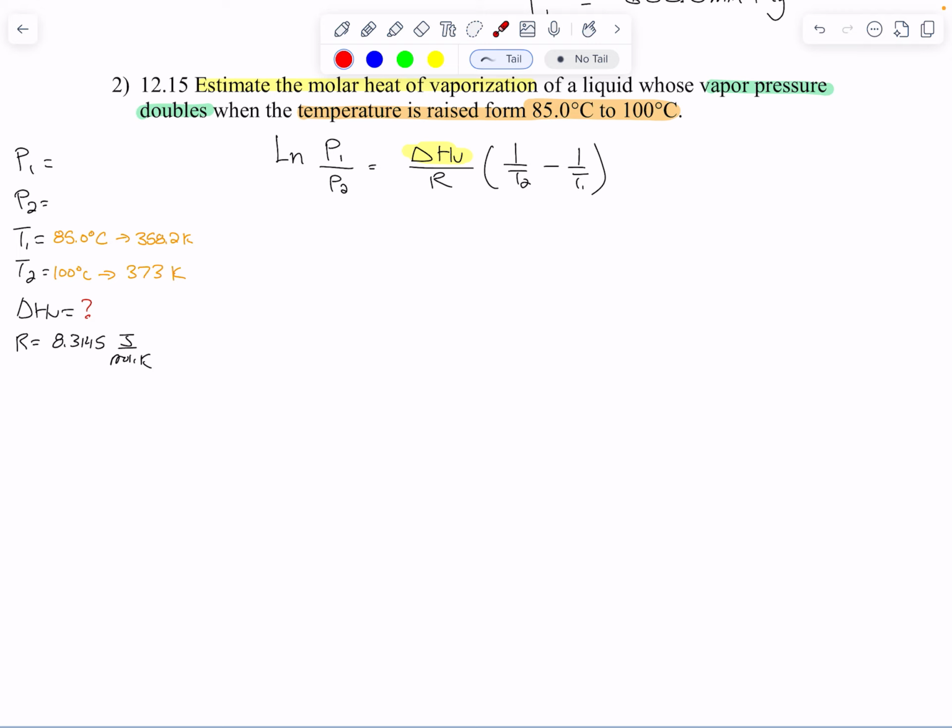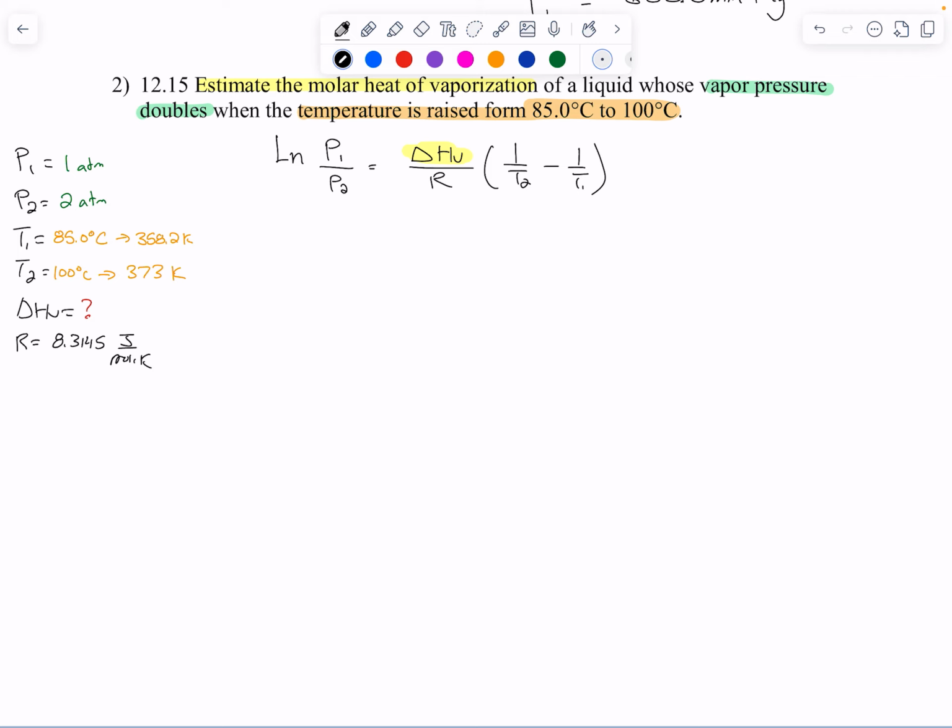Well, all we know is it doubles. So if it doubles, it goes from 1 to 2. Or it could be millimeters of mercury, that's just more letters to write. It doesn't matter. It just doubles: 5 to 10, 10 to 20, whatever you want to put.